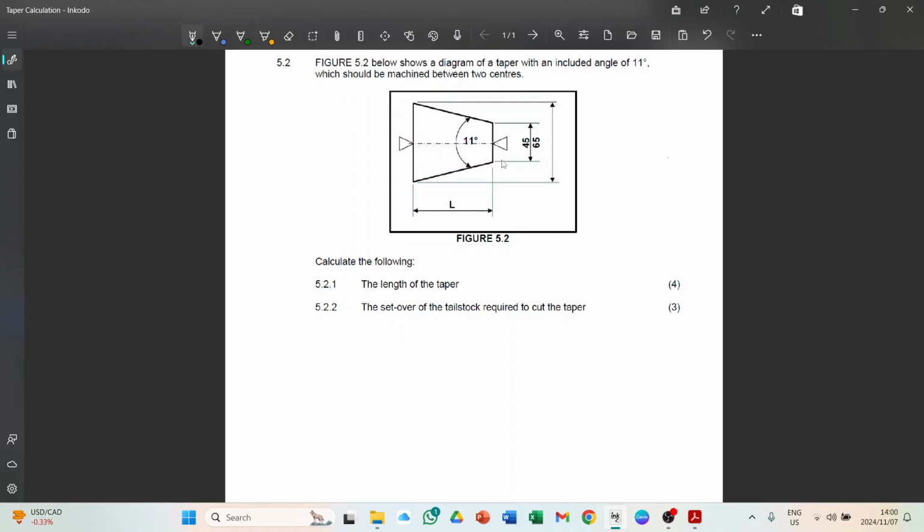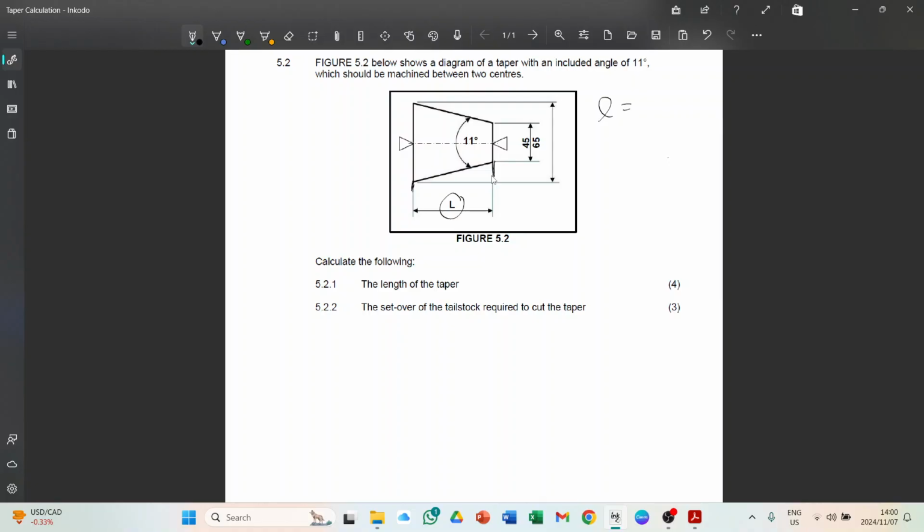So as you can see, there's a L over there, so that is the length, and it's indicated from the one side of the taper to the other side of the taper. So that will be my taper length. And also in this case, it will be the length between the two centers, because the workpiece is only the taper. So that's why it will be both the total length between the centers as well as the length of the taper. Okay, but there's no information over there, so we just put a question mark.